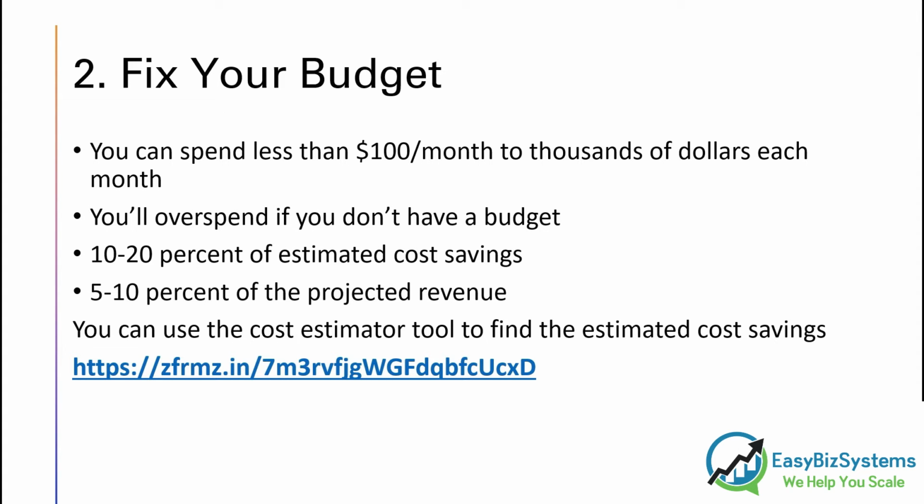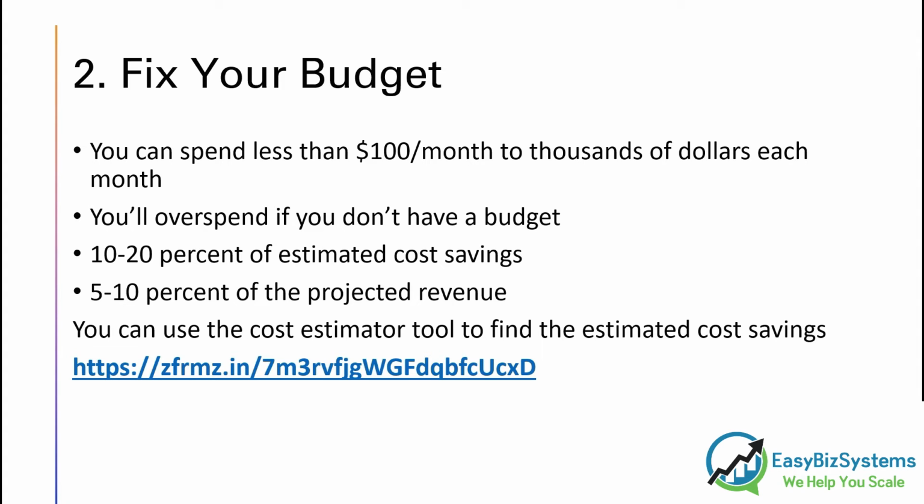Then you have to fix your budget. With business process automation, you can spend less than $100, or you can spend thousands of dollars, hundreds of dollars a month. It's like buying a car. You can buy a car for a few thousand dollars, or you can spend a fortune, like millions, to buy a car. So it all depends on your budget and your needs. Make sure you set a budget.